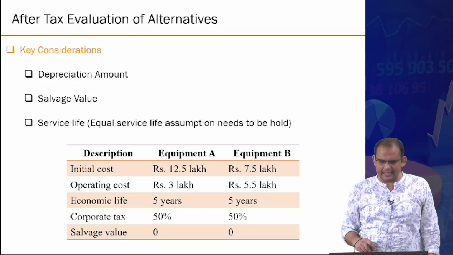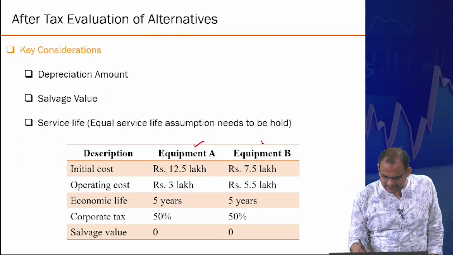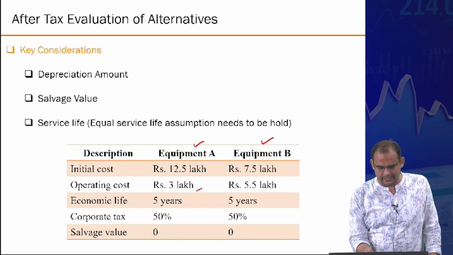Okay, so let's look at an example. You have equipment A versus equipment B. The initial costs are given, the operating costs are given.